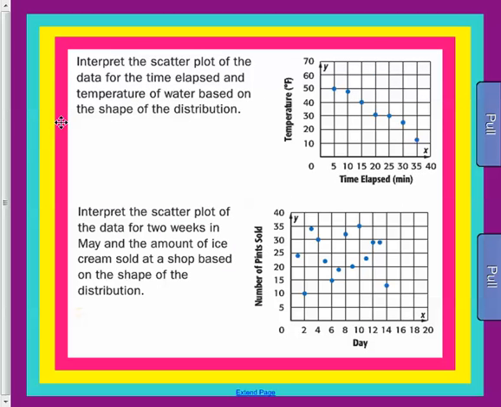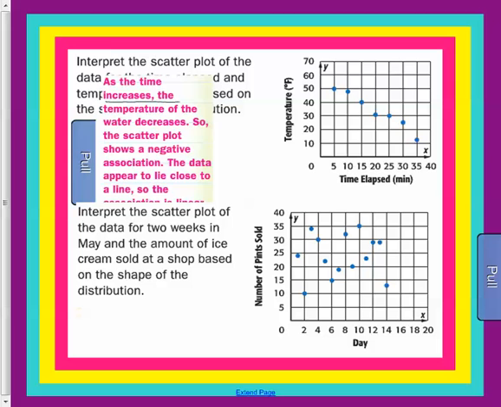So go ahead and try this for me. Interpret each of these scatter plots the same way that I did. Tell me the associations, tell me if they're linear, nonlinear, no association, and give me some information about it that you can conclude. All right, so I'm going to show you what I did.